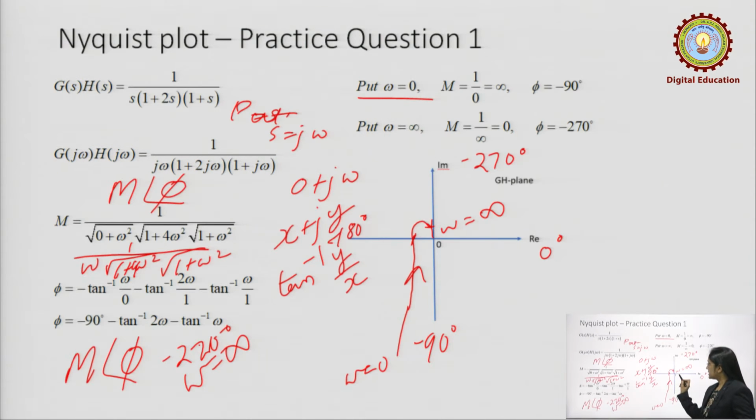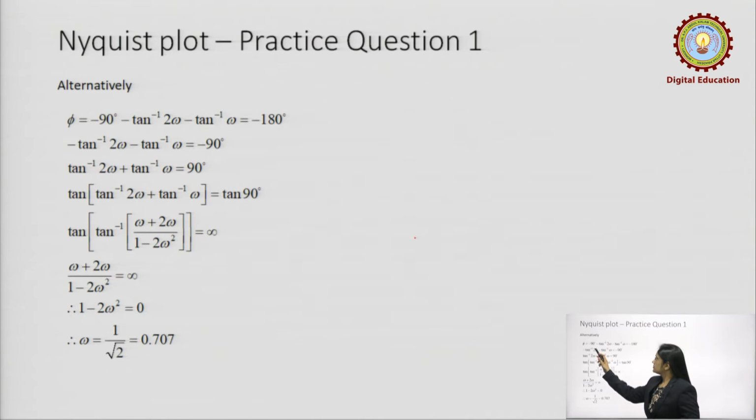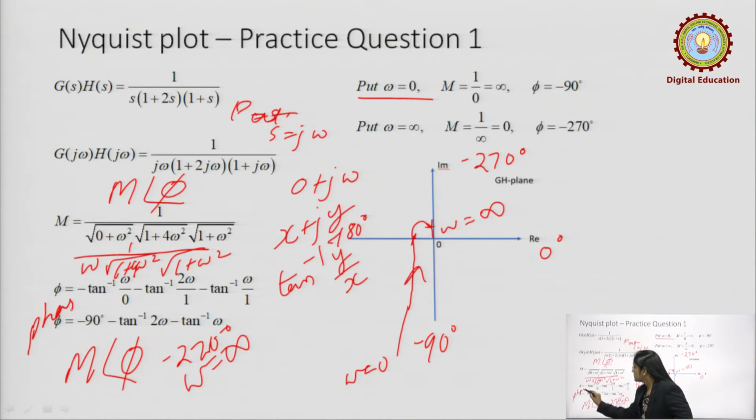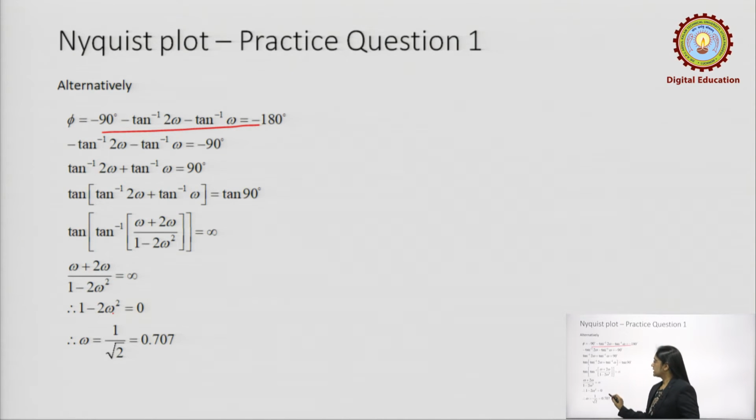Alternatively, we also understand that this is the negative real axis, and at this point, when the polar plot is intersecting the negative real axis, the phase angle is minus 180 degrees. Therefore, the alternate method to find the frequency is, we simply take the phase angle equation phi. We have equated it to minus 180 degrees, and solving this we get omega as the same, 1 upon root 2.